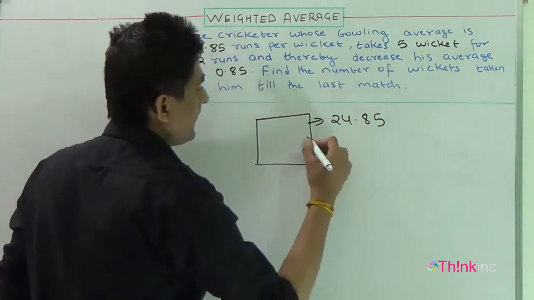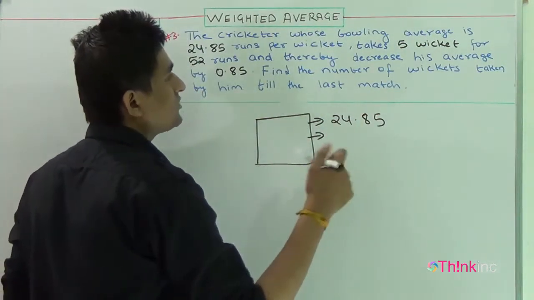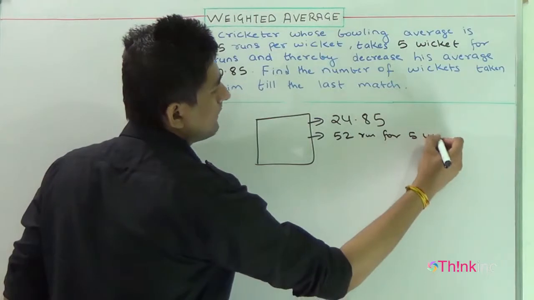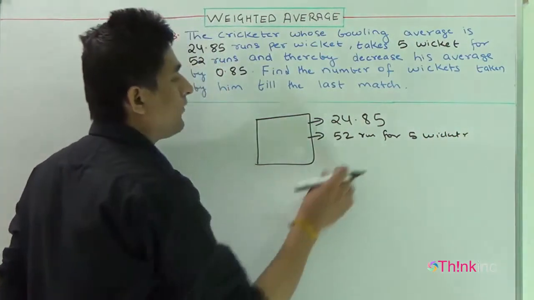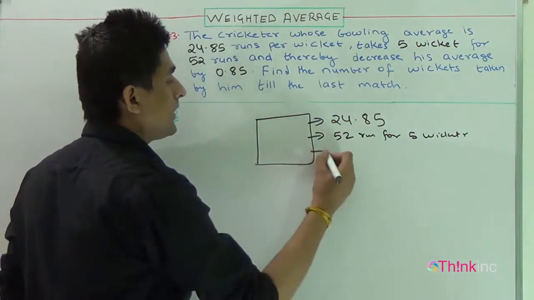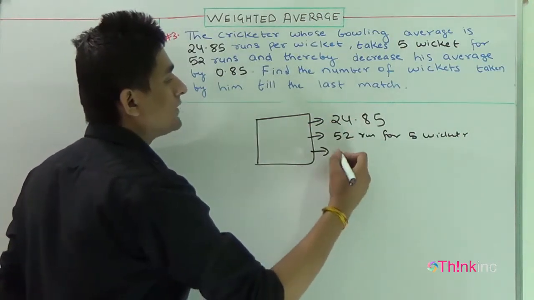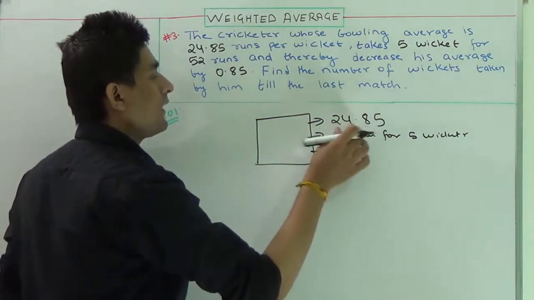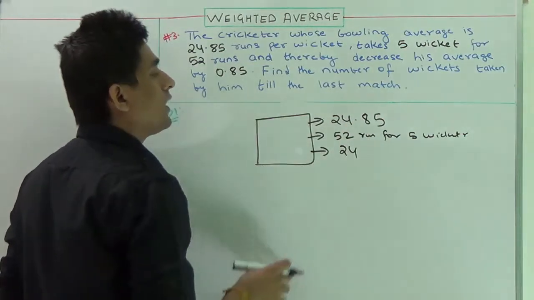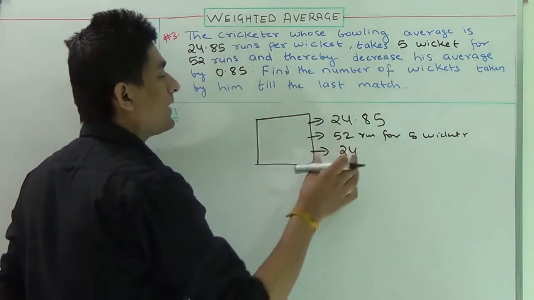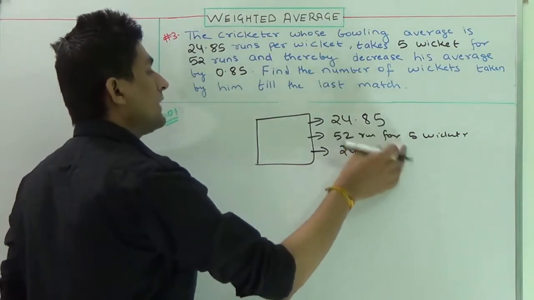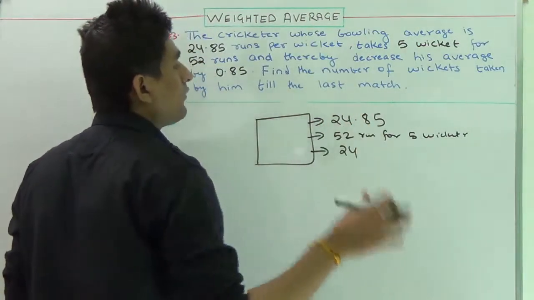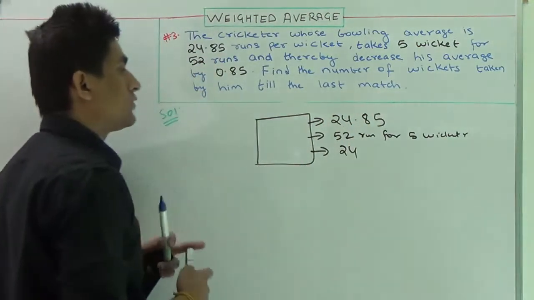Now what? He played one match. That means in the last, most recent match, he gave 52 runs for 5 wickets. Now ultimately his average is decreased by 0.85 runs. So his new average is 24, because if I subtract 0.85 from this, I'll get 24. Our question is, we have to find the number of wickets which he took before the last match he played. That means when his average was 24.85, we have to find how many wickets he had taken at that time. So I think this question is clear to you.